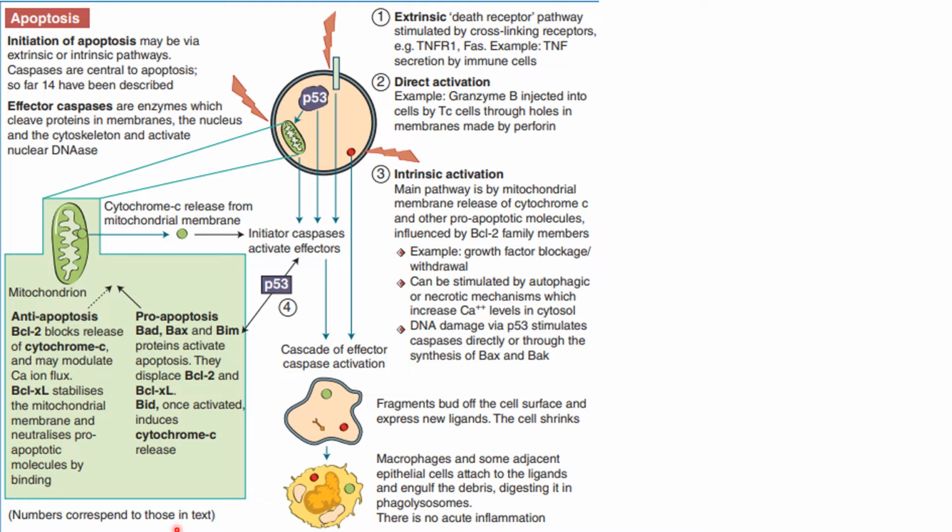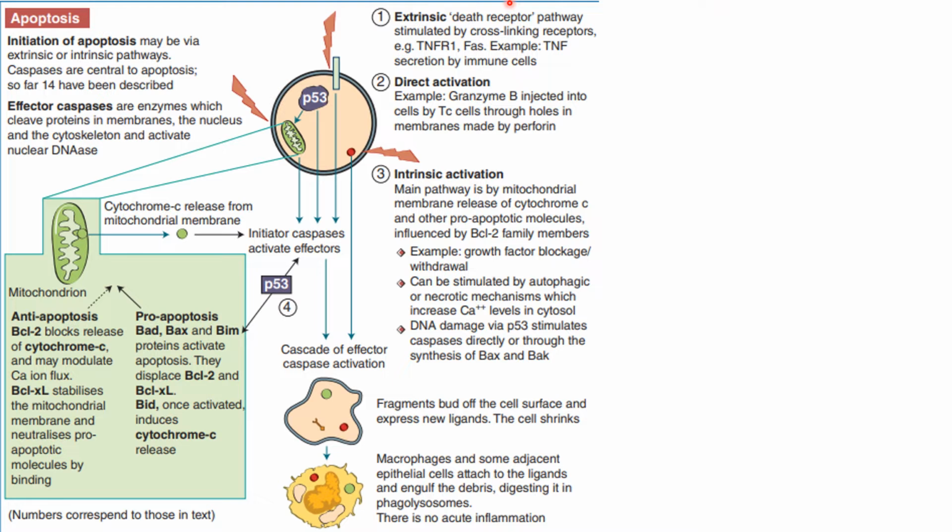Apoptosis can occur in 4 steps and 2 stages. Initiation of apoptosis may be via extrinsic or intrinsic factors. Caspases are central to apoptosis. So far, 14 have been described. Effectors of caspases are enzymes which cleave proteins in membranes, the nucleus and cytoskeleton, and activate the nuclear DNases.